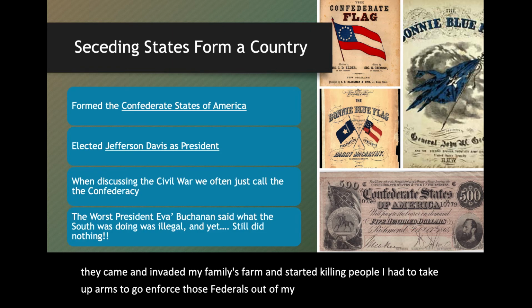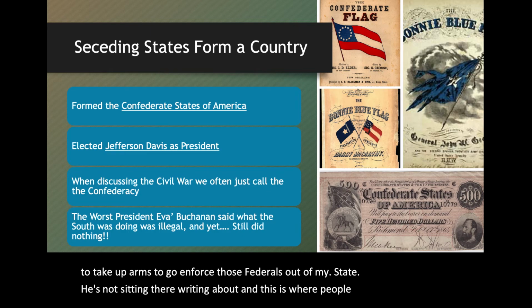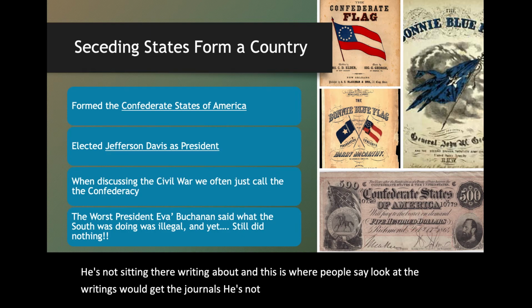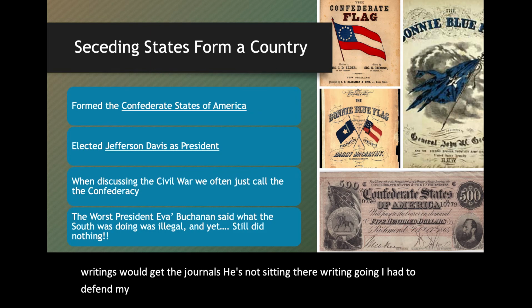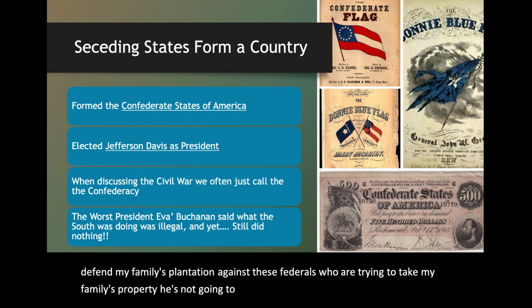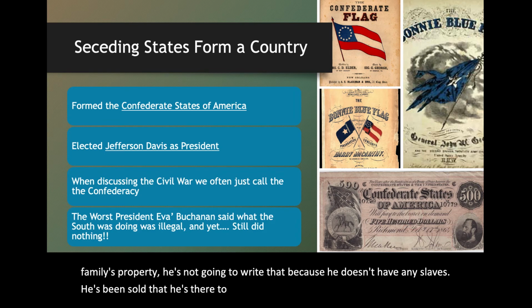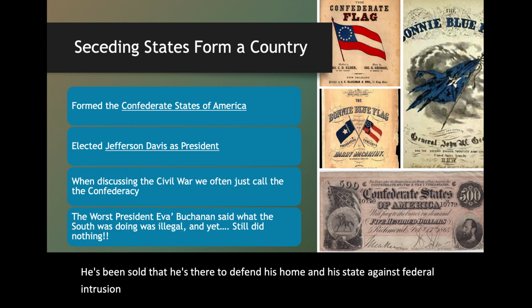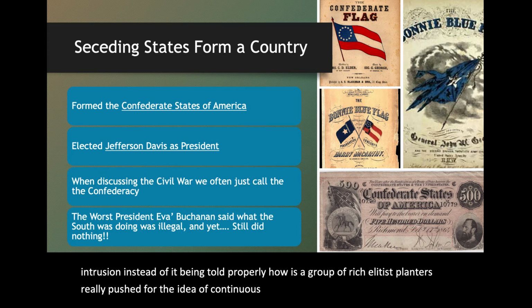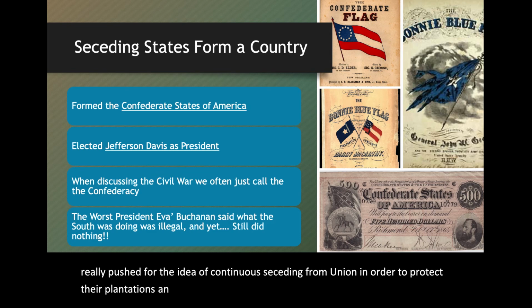He's not sitting there writing about, and this is where people say, look at the writings, look at the journals. He's not sitting there writing going, I had to defend my family's plantation against these Federals who were trying to take my family's property. He's not going to write that because he doesn't have any slaves. He's been sold that he's there to defend his home and his state against federal intrusion, instead of it being told properly how a group of rich elitist planters really pushed for the idea of seceding from the Union in order to protect their plantations and their economy and their economic system.